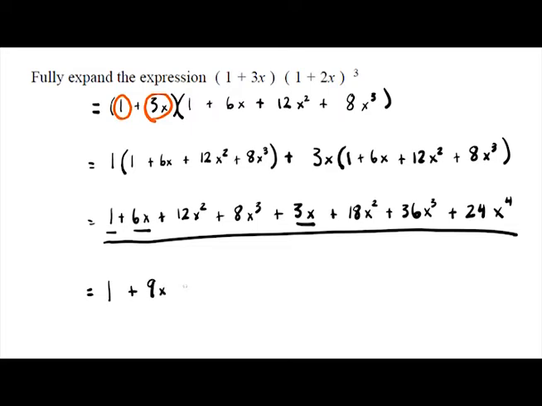Plus, the next term, we have 12x squared and another x squared, 18x squared, 12 plus 18, 30 x squared, plus 8x cubed, plus 36x cubed, we have 44 x cubed, plus our last term, which is only 1, 24 x to the 4th power. And so there we have our final solution.